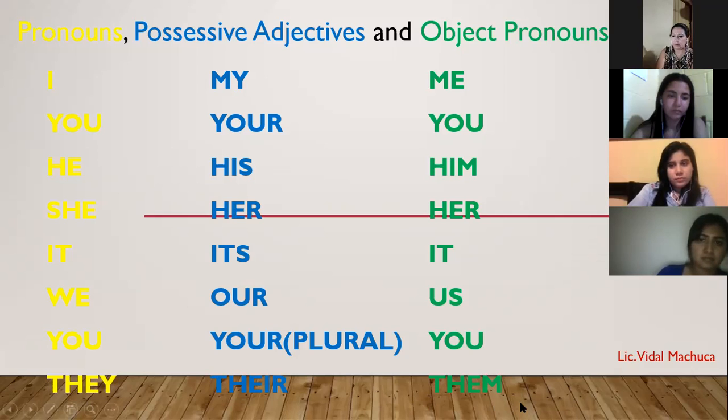Y en el she, se usa el mismo her. I'm talking about her. Entonces, her recibe la acción. Y el it, recibe la acción. What's the matter with it? ¿Qué pasa con eso o esto? Y el we tiene el object pronoun, que es el us. Hey, what about us? ¿Y qué acerca de nosotros? No digo what about our o what about we, sino que digo el us.